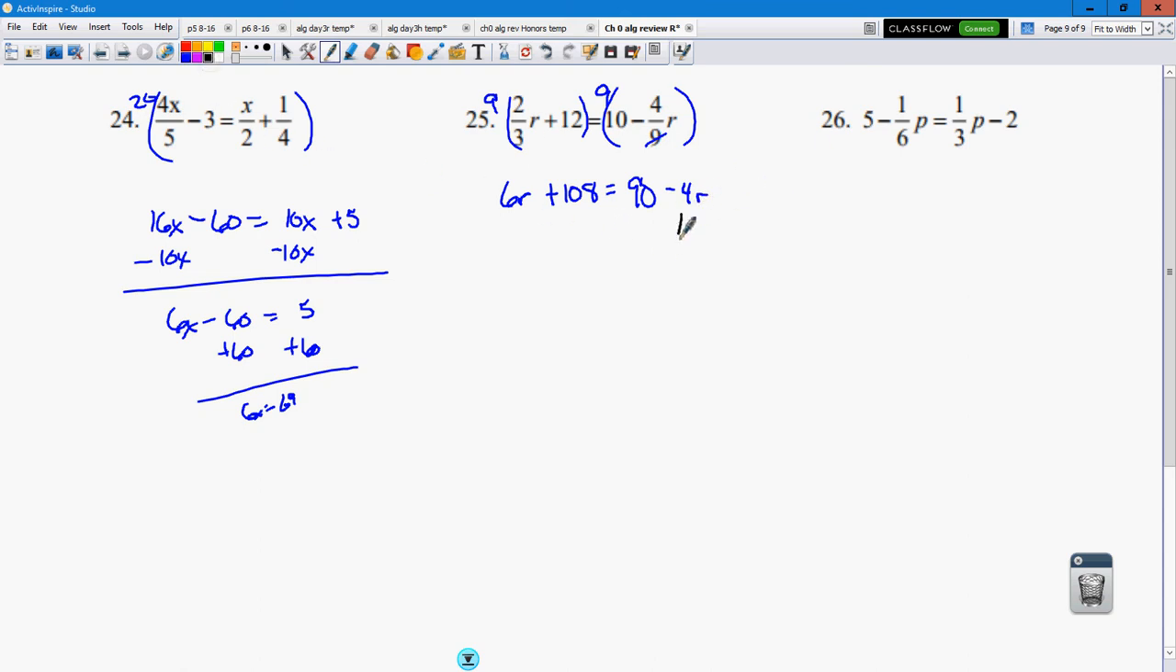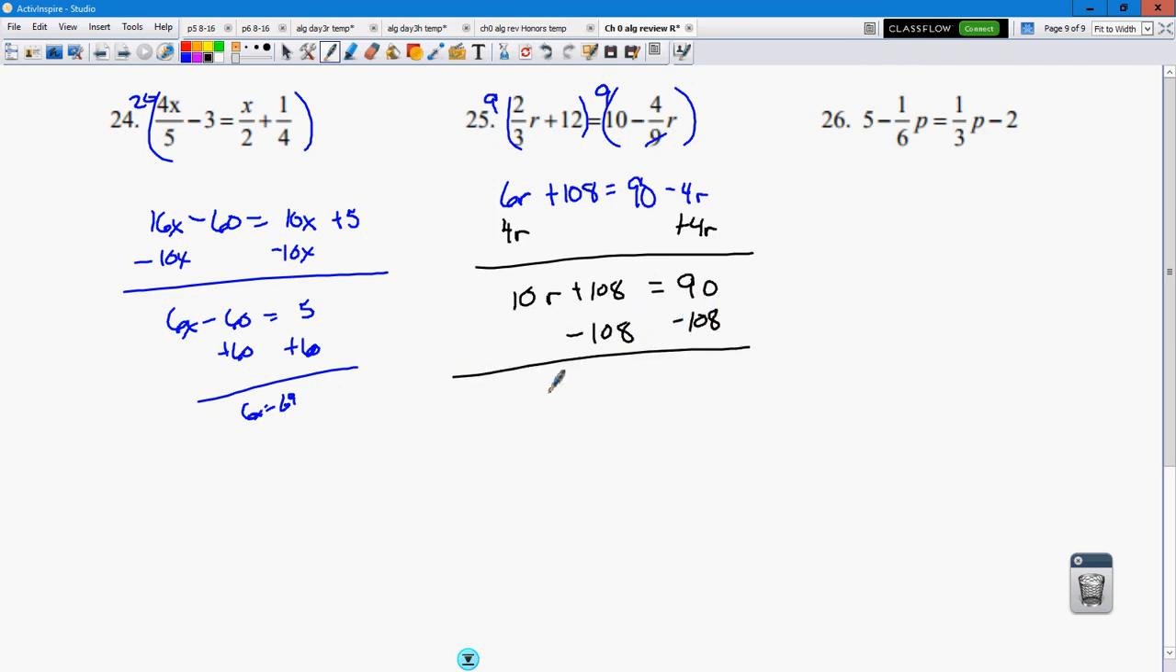If I add 4r to both sides, 10r plus 108 equals 90. If I subtract 108 from both sides, 10r is equal to a negative 18. R is equal to, these are both divisible by 2, negative 9 over 5.